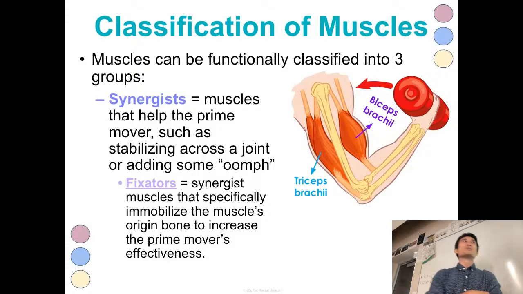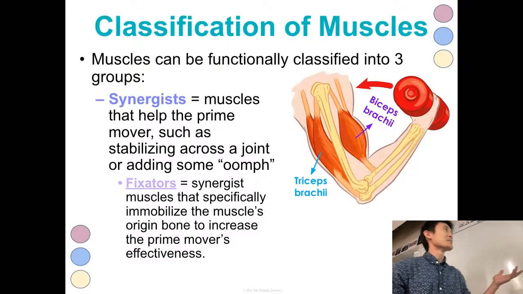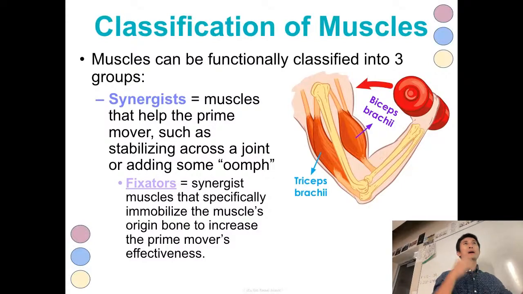Yeah, two dogs or horses that are pulling together can actually pull more weight than if they were to each do it individually. Okay, that's what synergy is. Synergy is you can accomplish more together than if you were to do it independently by yourself. Okay, so synergist muscles are muscles that help the prime mover.